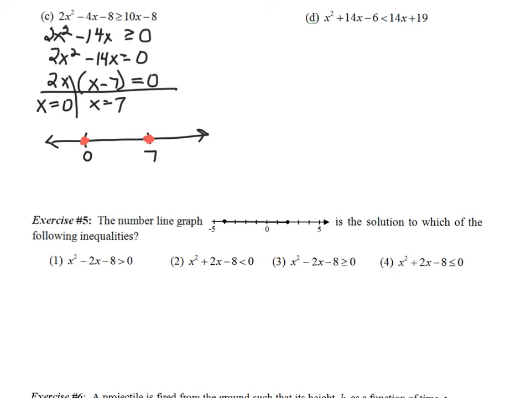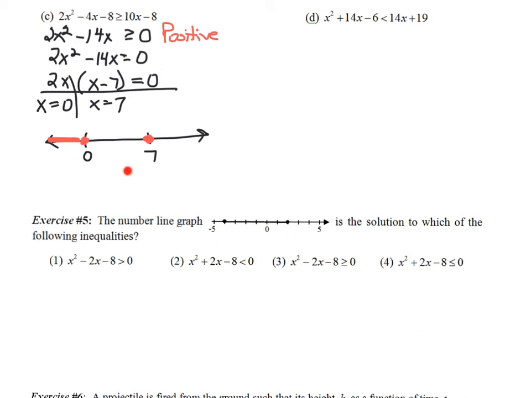Let's try a number in each interval. So let's go back to a -1 back here. 2 times -1 is negative. -1 minus 7 is negative. Negative times negative is positive. And that's in fact what I want to have because I want greater than or equal to 0. So I am going to color this interval.